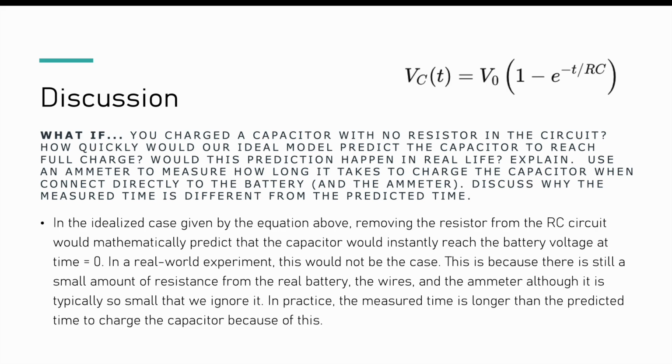This is because there's still a small amount of resistance from the real battery, the wires, and the ammeter, although in experimentation and in models, we typically ignore this because it's so small. In practice, when measuring how long it took to charge, the measured time is longer than the predicted time because of this.